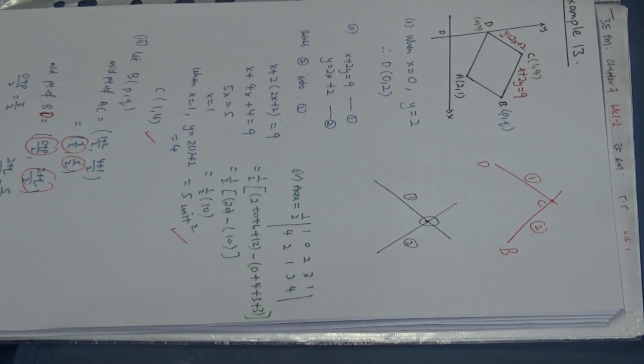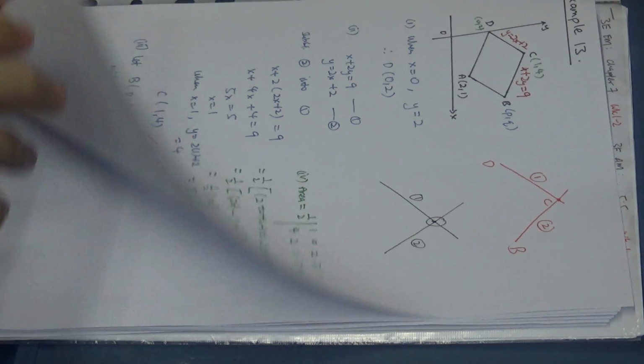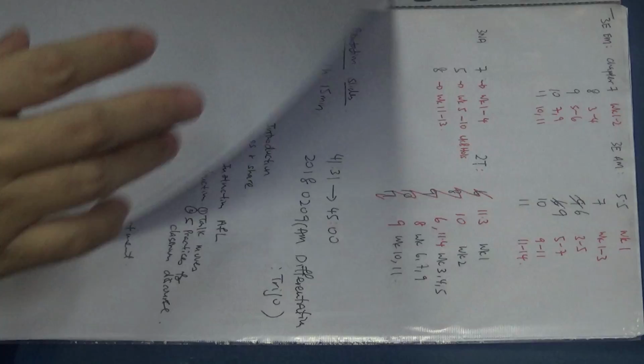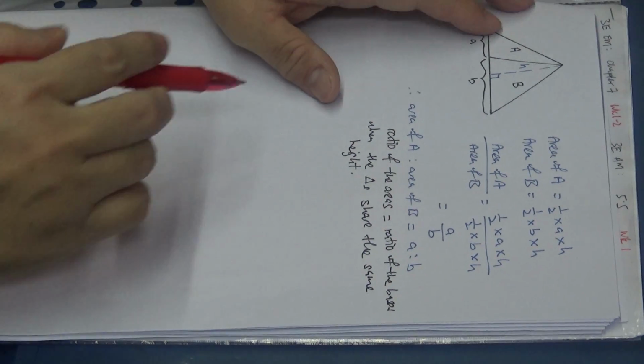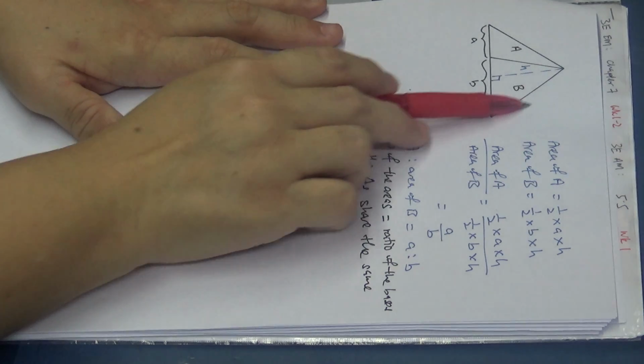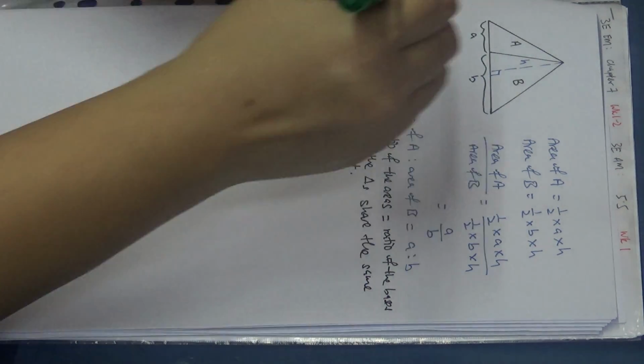Feel free to repeat the video if you cannot understand some of the parts. Okay, I'm going on to the last example, that's example 14. But before I deal with example 14, I need to go through a certain concept here. Now, I want you to look at this triangle here. Let's take a look at triangle A, which is this.